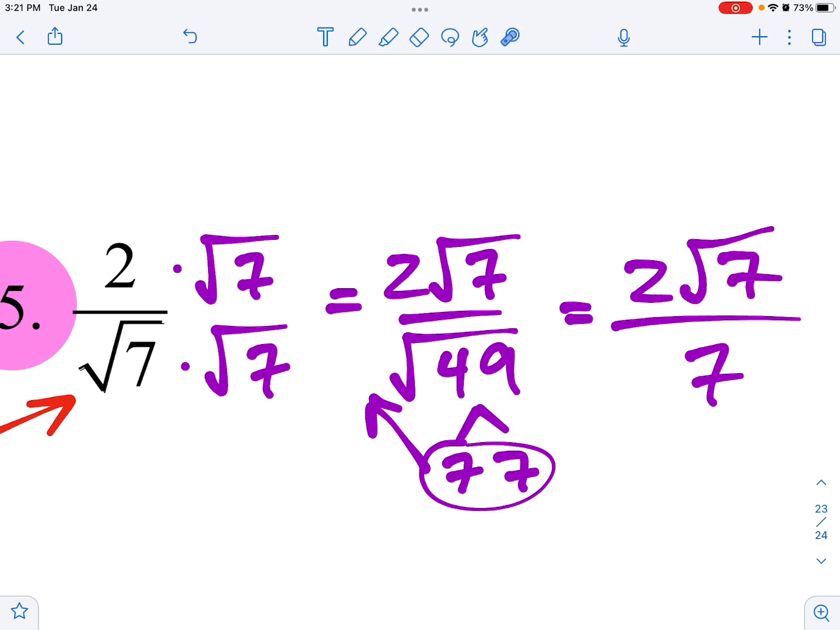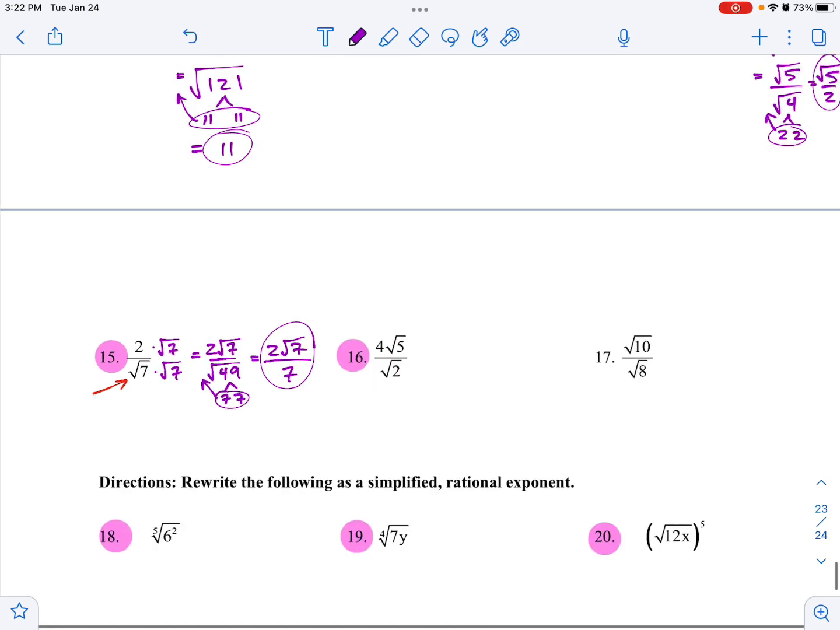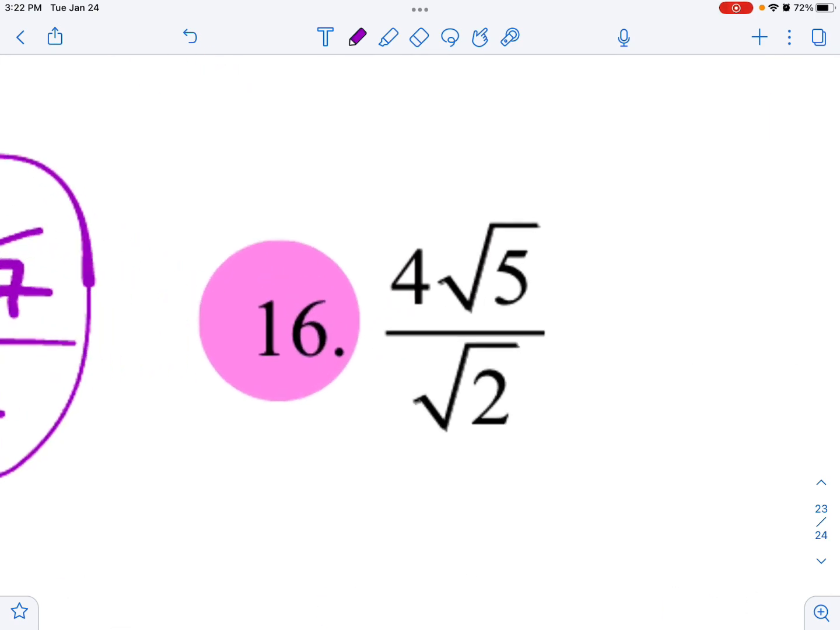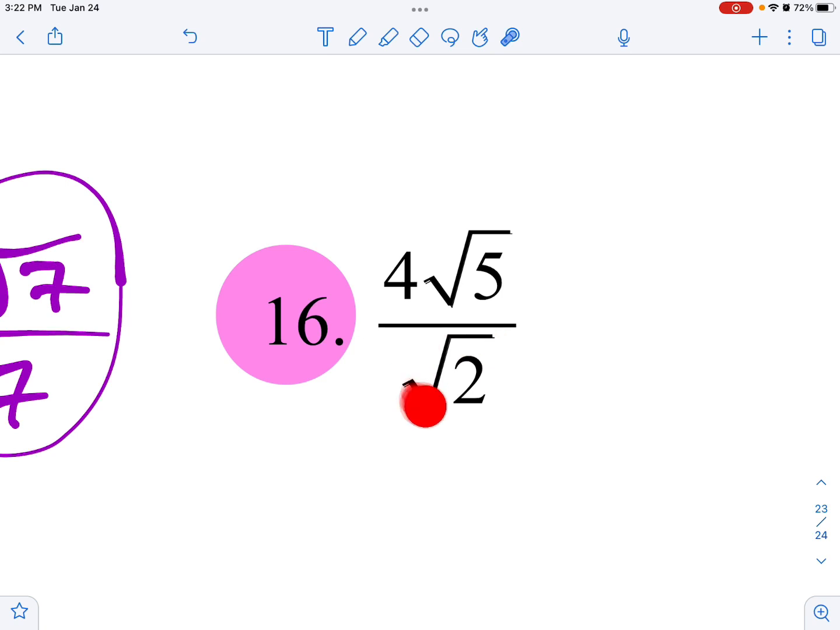Remember, I can't cancel these 7s because this one is in the radical, this one is outside of a radical. So you actually can't cancel those. If you could reduce the 2 and the 7, those are both numbers outside of radicals. You could reduce those, but 2 and 7 don't reduce, so we're finished with that one. Number 16, I can't leave this radical in the denominator.